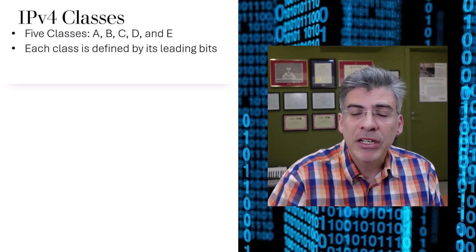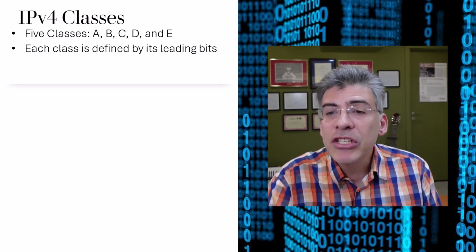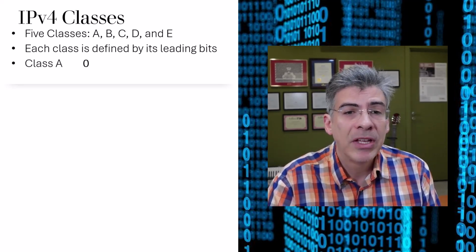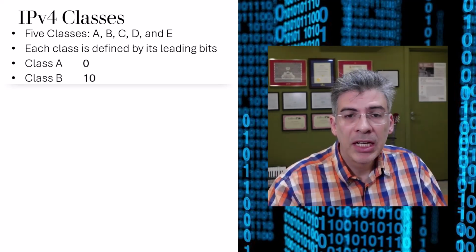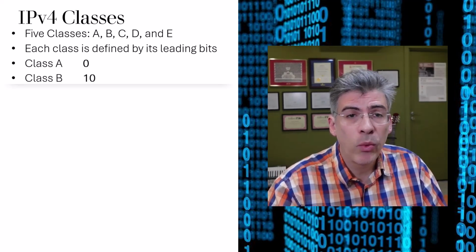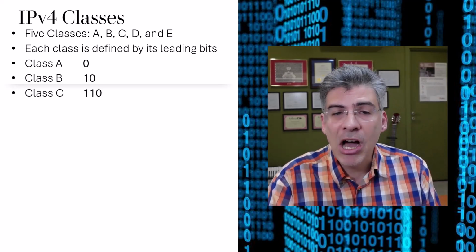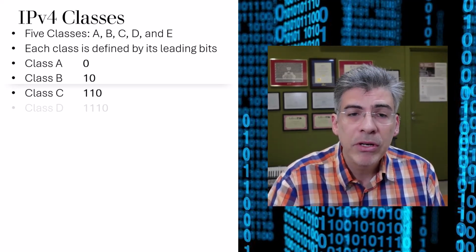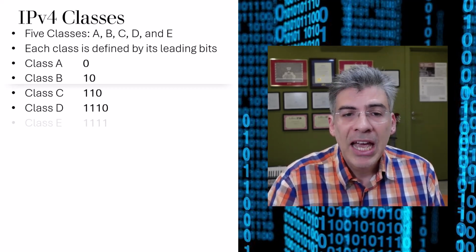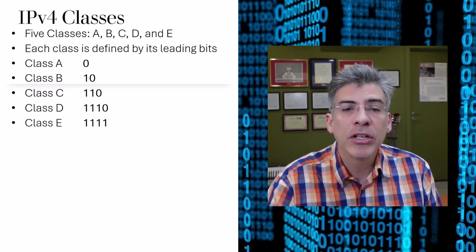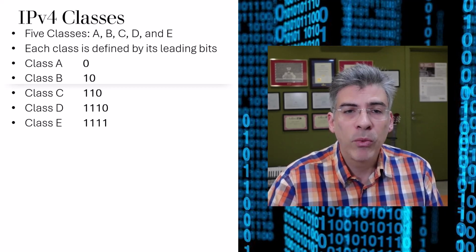So by definition, the leading bits of each class are as follows. Class A always starts with a bit of 0. Class B always starts with 10. Class C always starts with 110. Class D always starts with 1110. And Class E always starts with 1111.